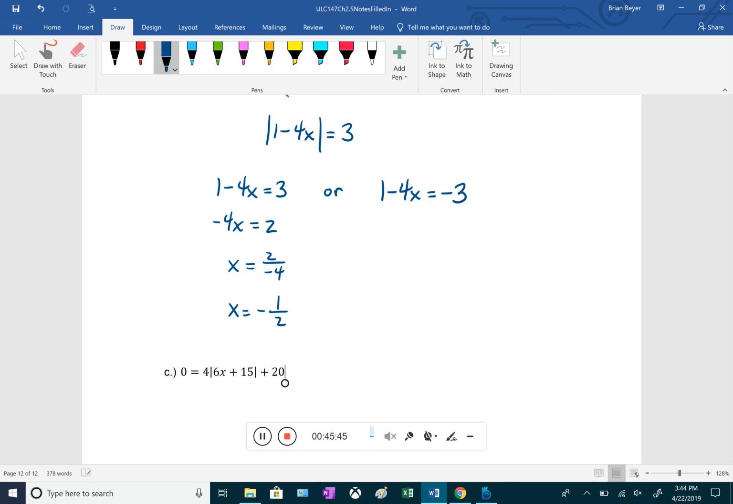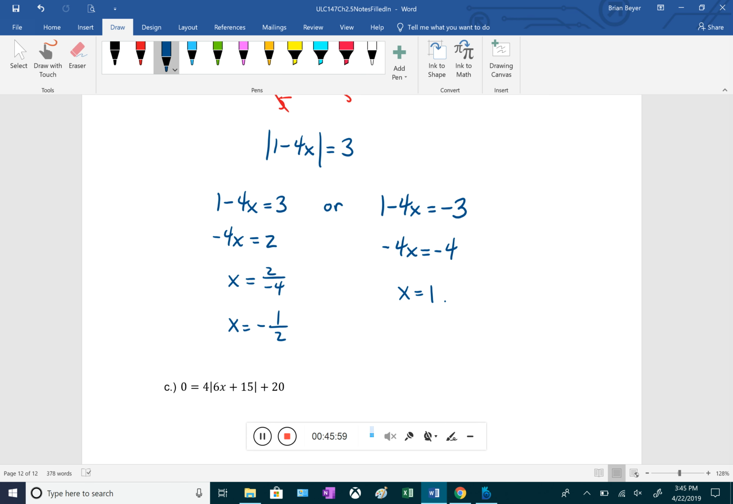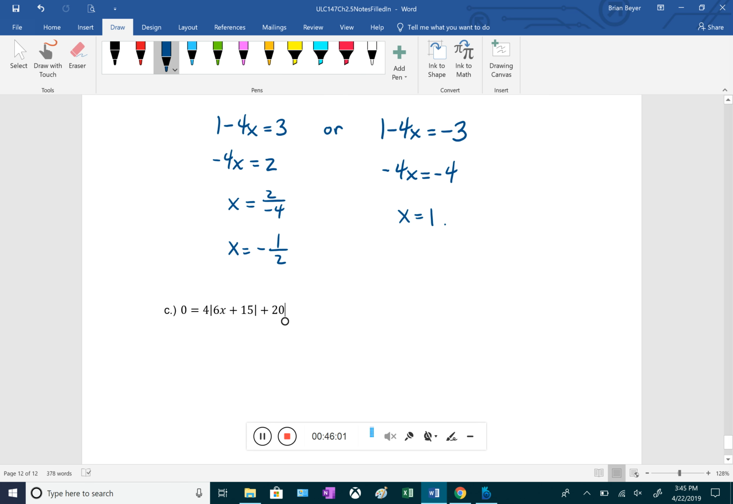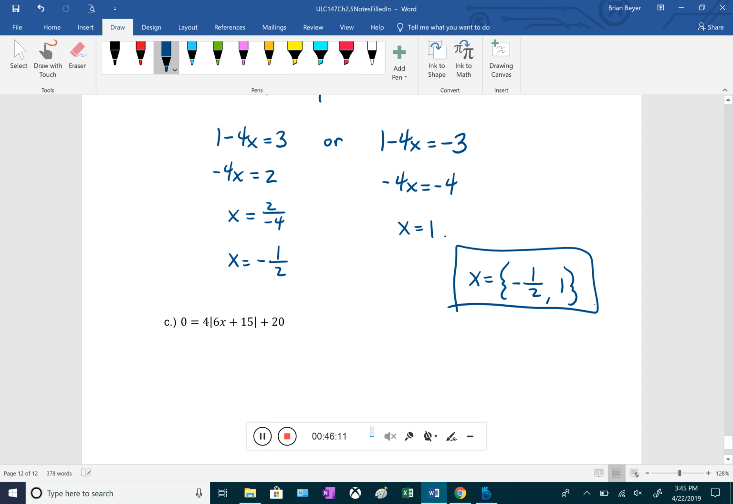For the one on the right, we can subtract 1 on both sides, we get negative 4x. Negative 3 minus 1, we get negative 4. Divide both sides by negative 4, we get x equals negative 4 over negative 4, which is x equals 1. So once again, you could check these if you want. We get two solutions, x equals negative 1/2 and x equals positive 1. Okay, so let's do one more here.